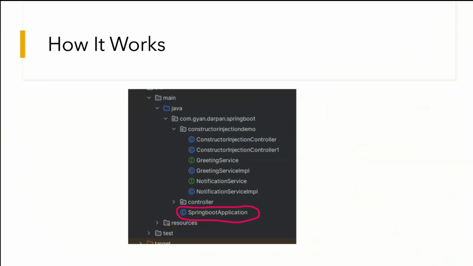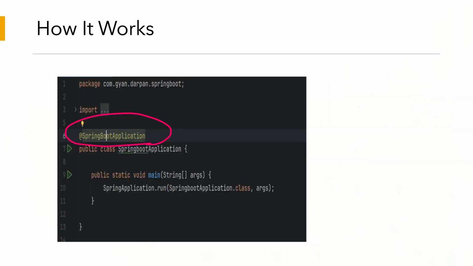Let's look at our Spring Boot project. That's our main Spring Boot application class. That was created by the Spring Initializr. It all starts with your main application class, annotated with @SpringBootApplication. This is like the main gate of our city.